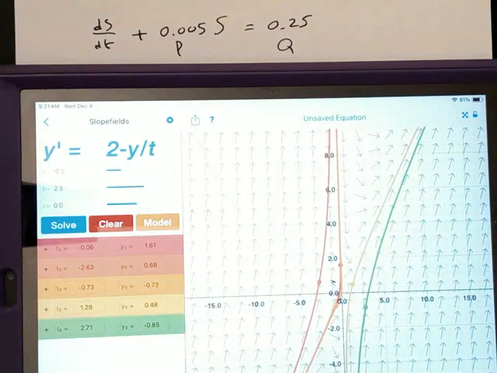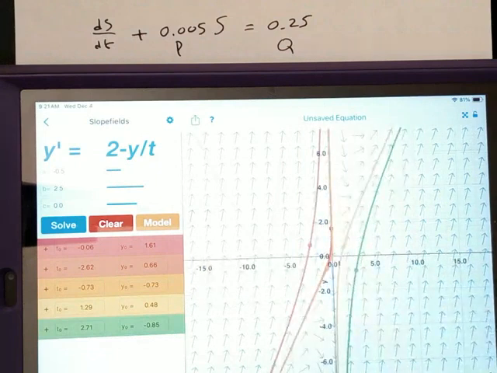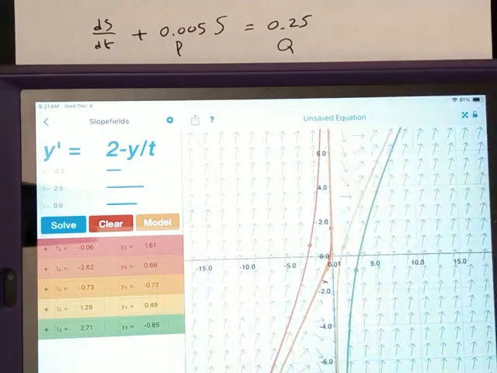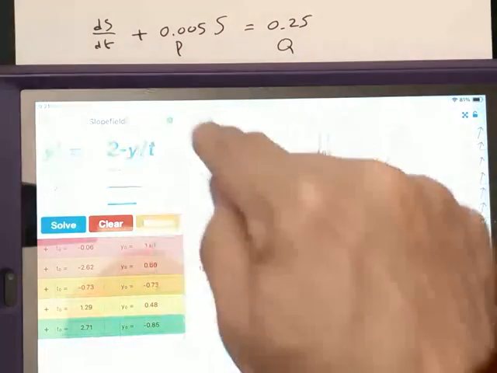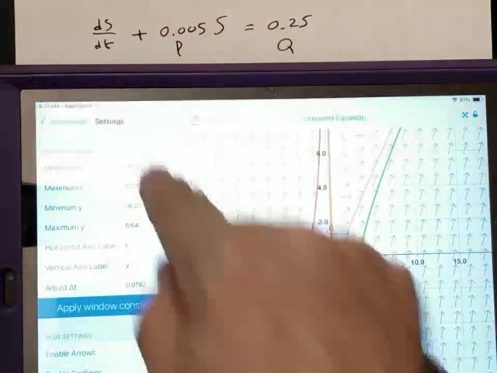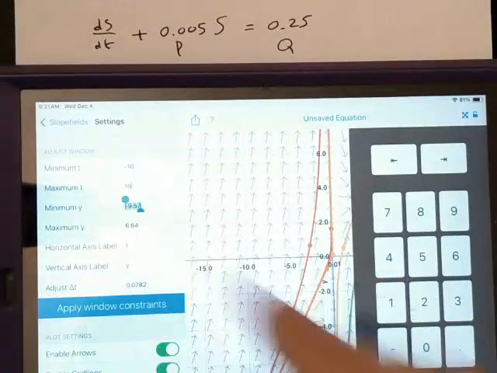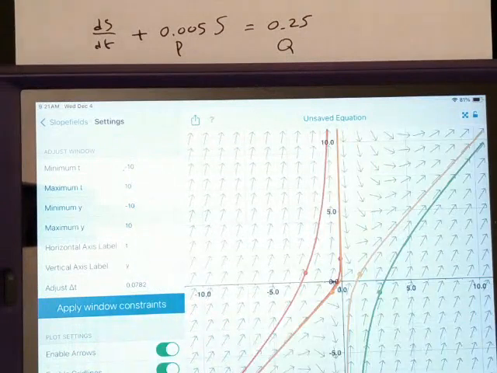I got a straight line, y equals x, for different values. Now, the reason it doesn't look like slope is 1 is because the scale isn't right. The y-axis is in 2s, the x-axis is in 5s. Let's fix that. Settings. We're going to go from minus 10 to 10, minus 10 to 10. Done. Now I see y equals x, don't you?